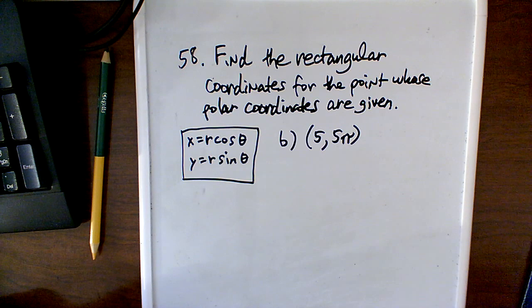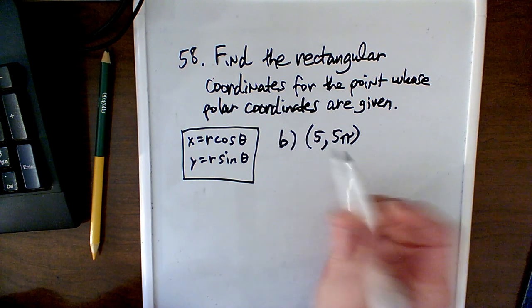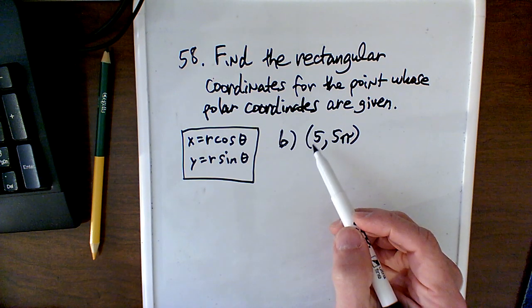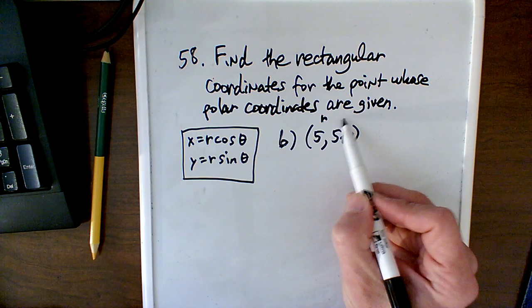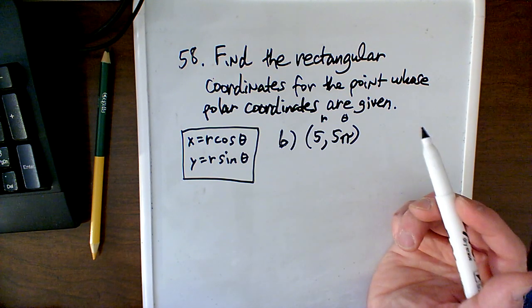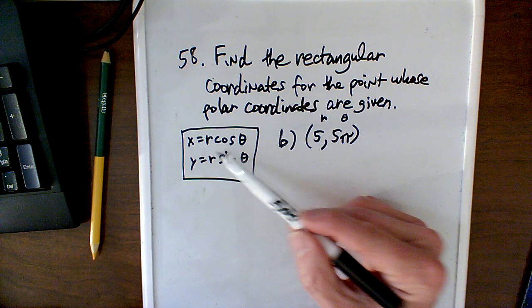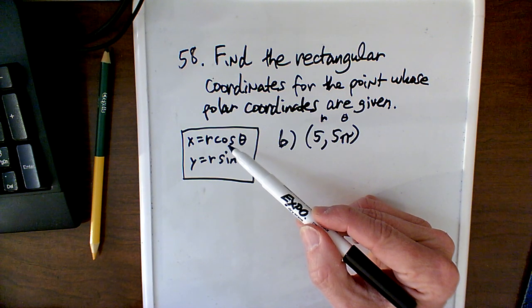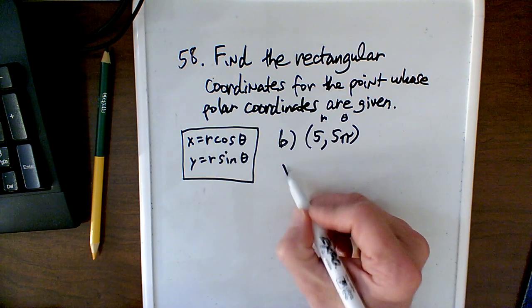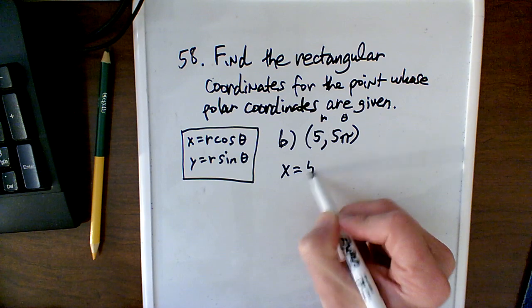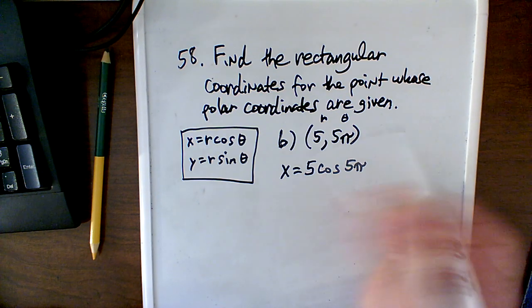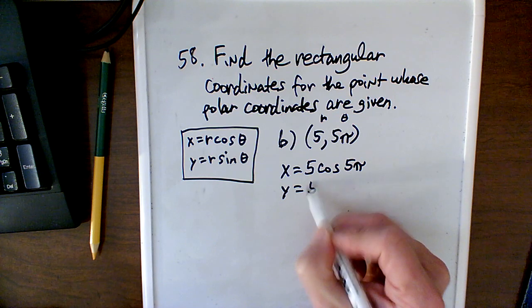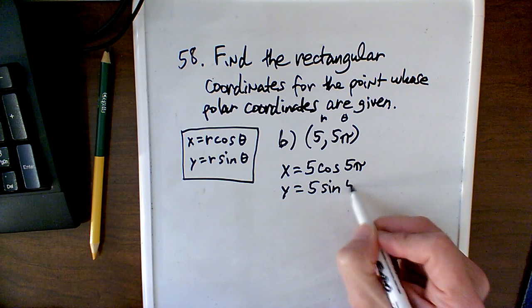So the next example, example B, that's a B, not a 6. My polar coordinates are an r of 5 and a theta of 5 pi. So I'm going to use these formulas over here to convert to rectangular. So I start off, x is going to be equal to r, which is 5, cosine of 5 pi. y is going to be 5 sine of 5 pi.